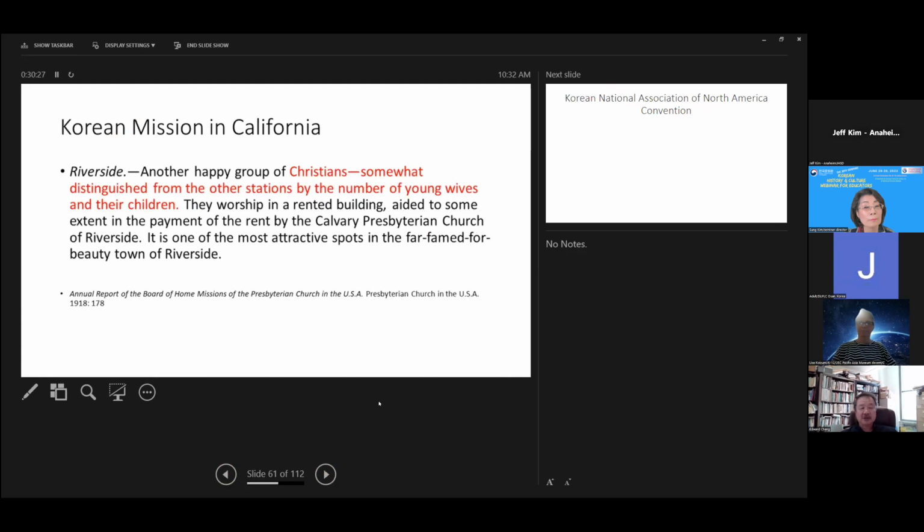And also, I found a very interesting report, the annual report of the Board of Home Missions of the Presbyterian Church in the United States, 1918. It says, Riverside, another happy group of Christians, somewhat distinguished from other stations by the number of young wives and their children. This confirms the Riverside Pachappa camp is a family-based, very unique community. That's what it confirms.